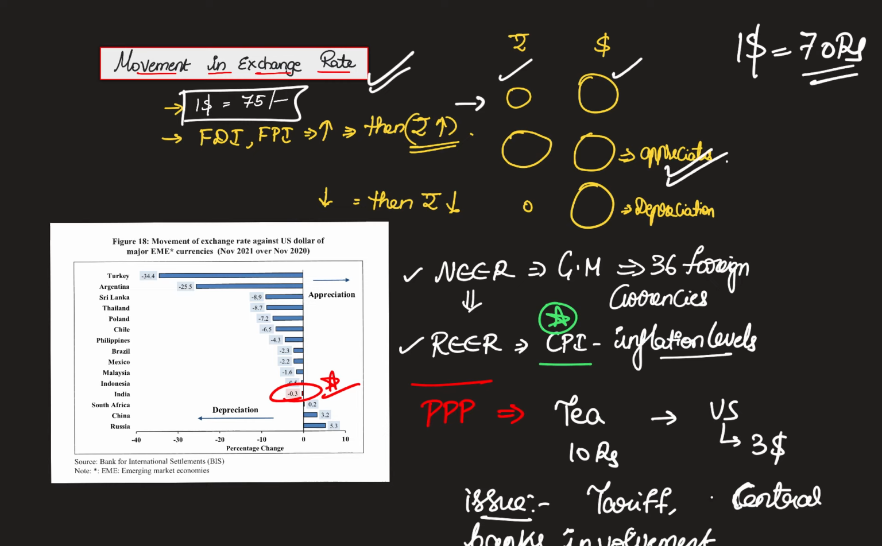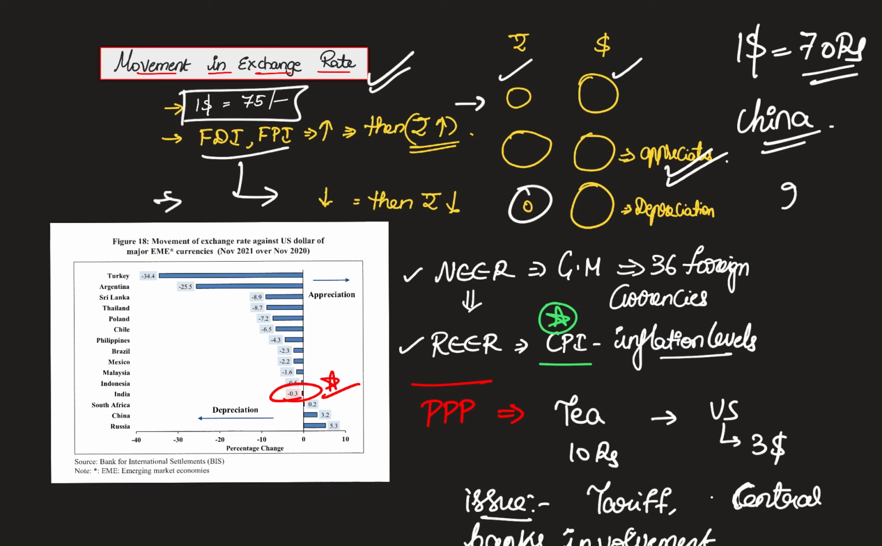Now this is a bad scenario for exporters. Therefore, countries like China go into a currency war where they try to depreciate their currency, which makes exports very viable, very competitive. Similarly, in another case, FDI and FPI, that is dollars are flowing out of the country. There is a dumping of rupee.